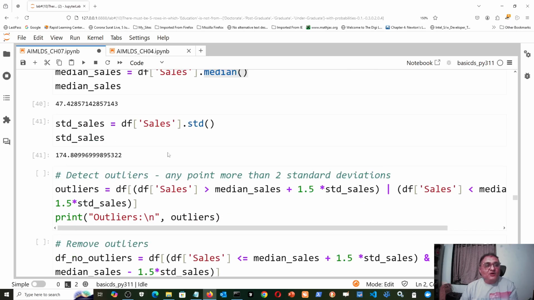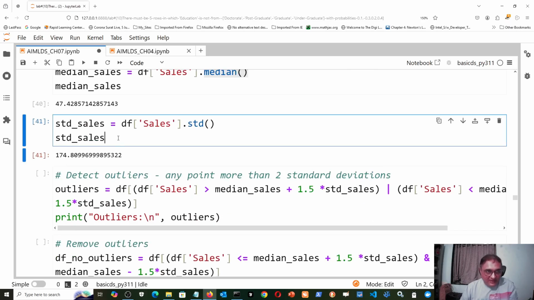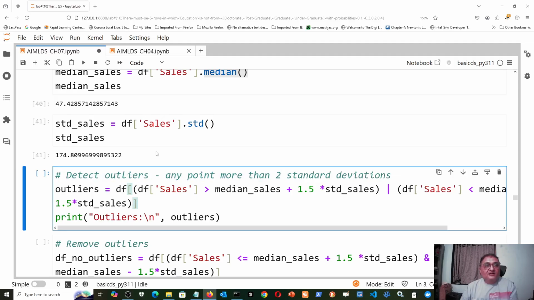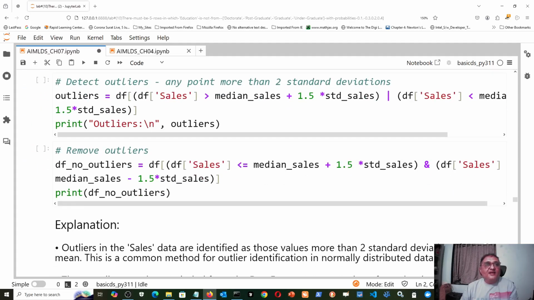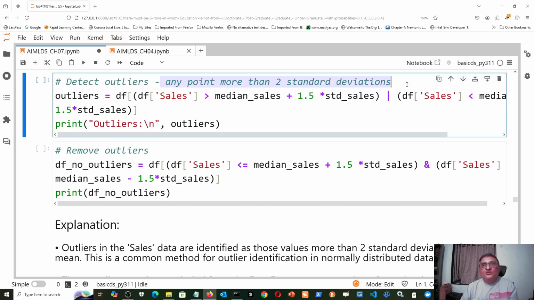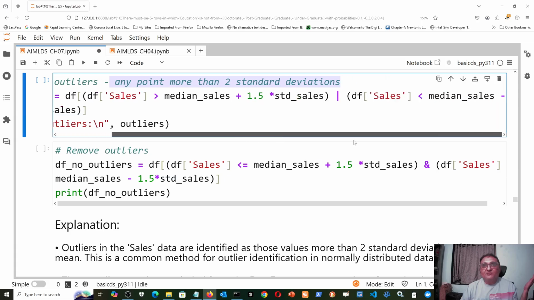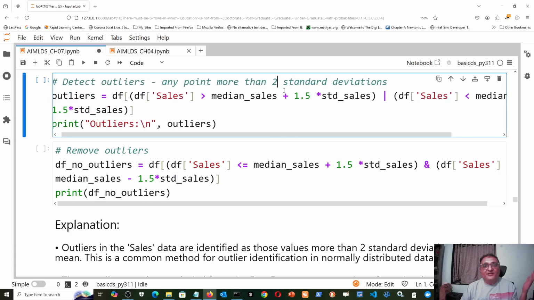Now I have to decide what strategy I want to apply for standard deviation for finding outliers. Remember, I am still not removing outliers, I am just detecting. Here I am taking a definition that outliers are all points which are at more than 2 standard deviations. Again, that is just subjective. In fact, more than 2 is written, but I think I kept more than 1.5 later on.